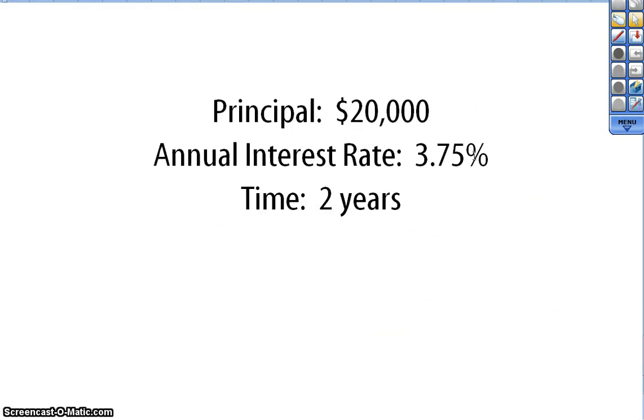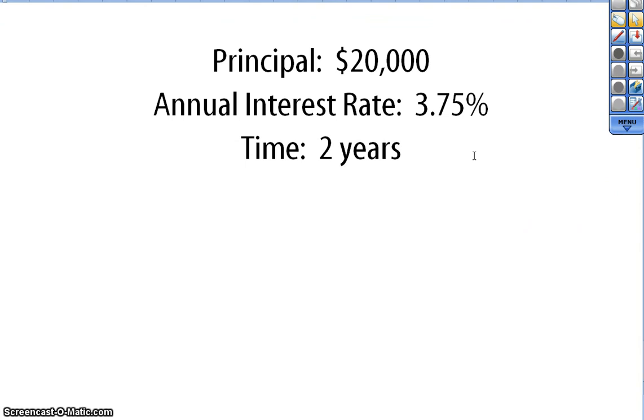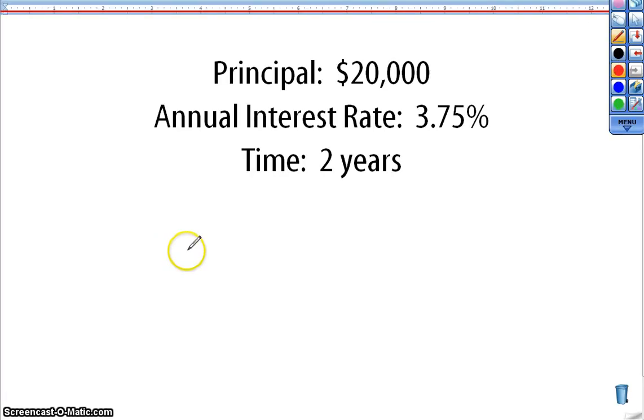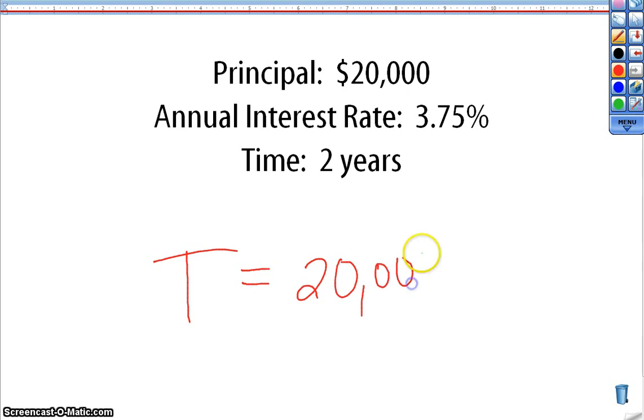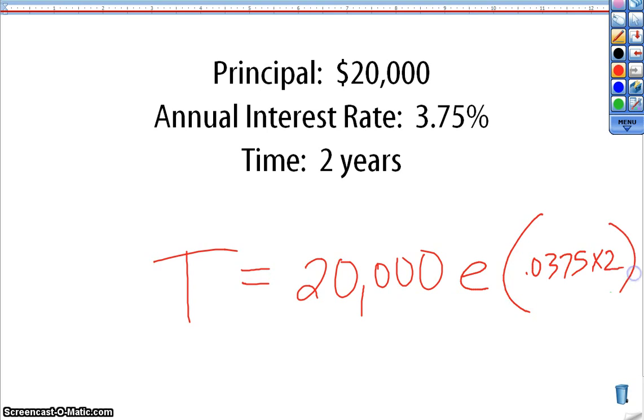So the last one here, I have a principal of $20,000, so I'm going to start with that one. Remember, my total account is T, total amount in my account. There's your $20,000, e, and then 0.0375 times 2 years. See if you can enter this in your calculator correctly. And my final answer is going to be, I have $21,557.68.